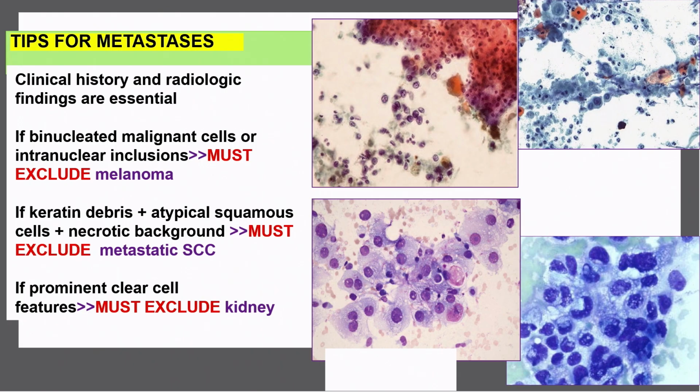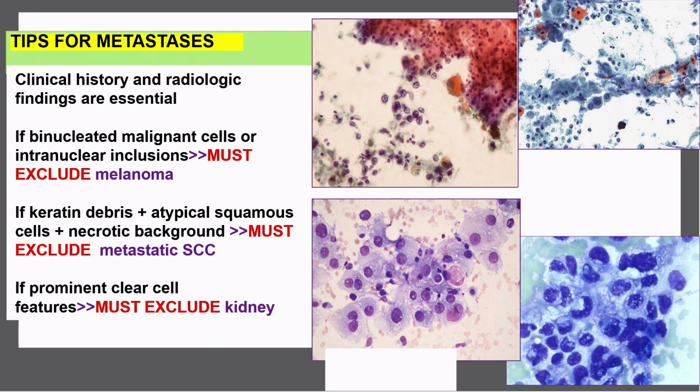Some tips for metastasis. Correlation with the clinical history and radiological findings is important. If you see binucleated cells, intranuclear pseudoinclusions, or some pigment in the cytoplasm or in the background, keep in mind the possibility of a metastatic melanoma and ask for clinical information. Or if you see keratin debris, atypical squamous cells, and a necrotic background, look for the clinical history and ask if there is a squamous cell carcinoma someone had, even distant, as we mentioned.